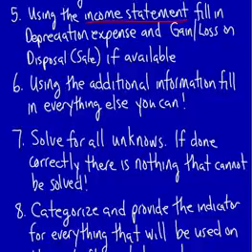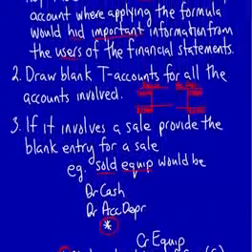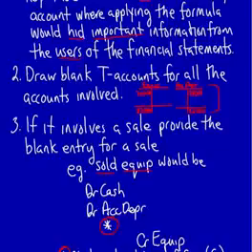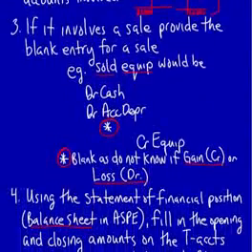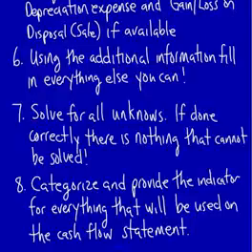So the additional information will always give you something. Make sure you fill it in. What are we filling in? Remember the 2 things we are filling in. We are filling in this right here, any information for the T accounts, and we're also filling in anything for, and this was just an example, right? We're not just talking about the sale of property, plant, and equipment. It can apply to anything. Fill in any information you have from here. Once we have that, solve for all your unknowns. If done correctly, there is nothing that cannot be solved, which is absolutely true.